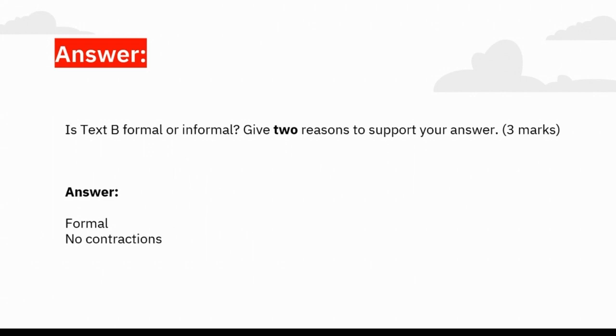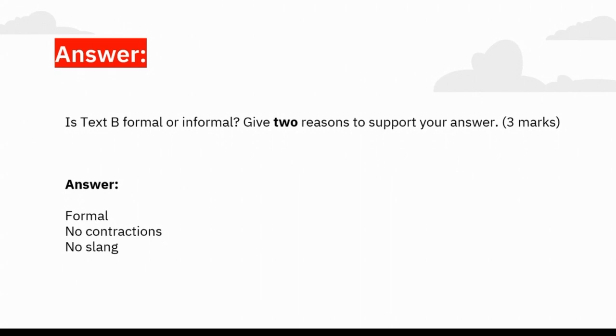So, the answer here to this question, is text B formal or informal? Give 2 reasons to support your answer. Well, the first part of our answer is formal. The second part is no contractions. And the third is no slang. And that is how we get the 3 marks. There are 3 parts to our answer.